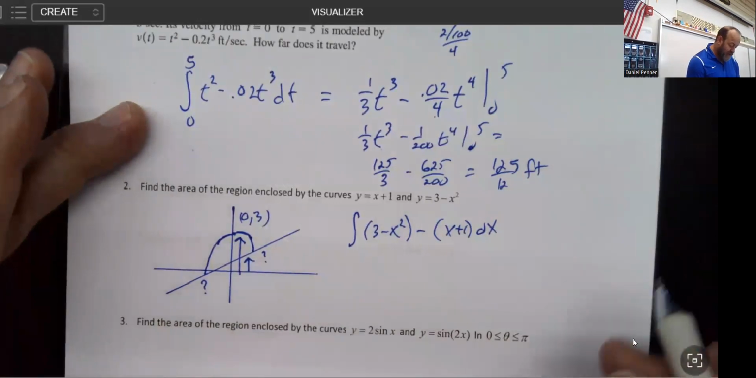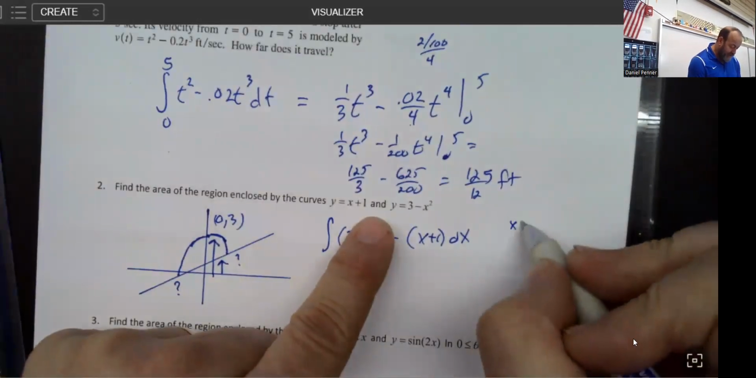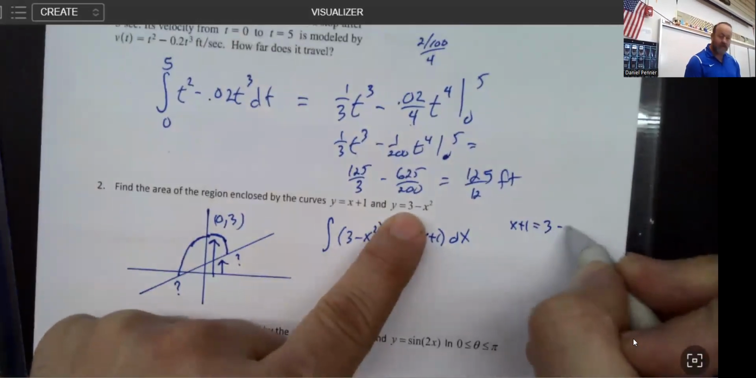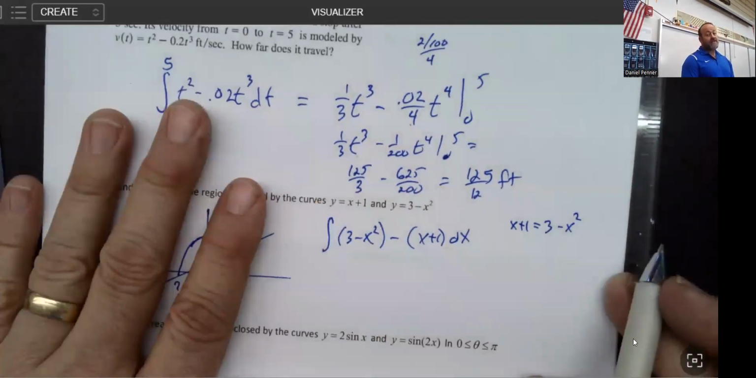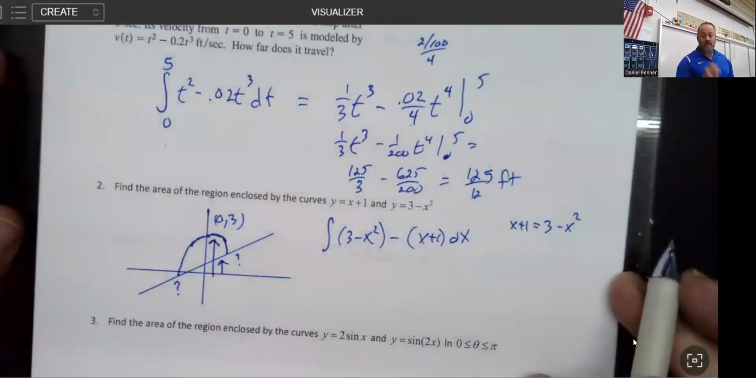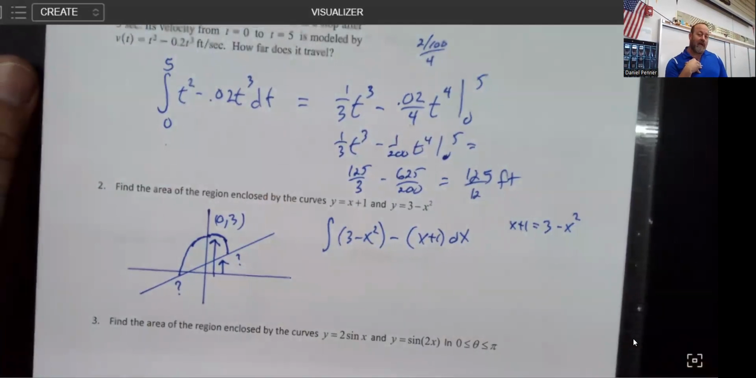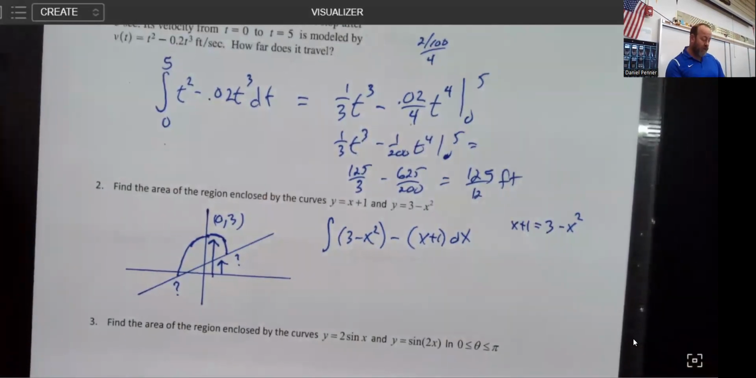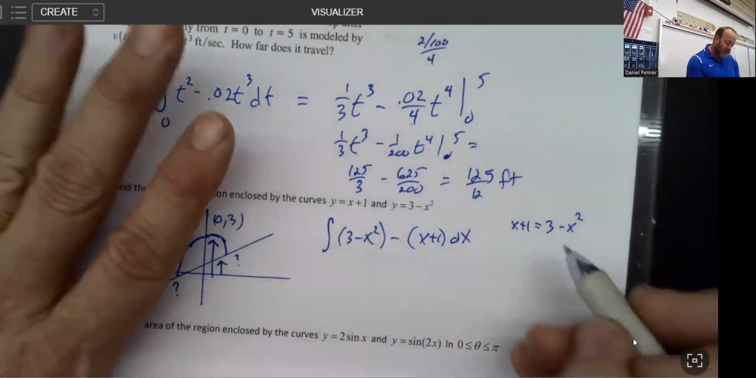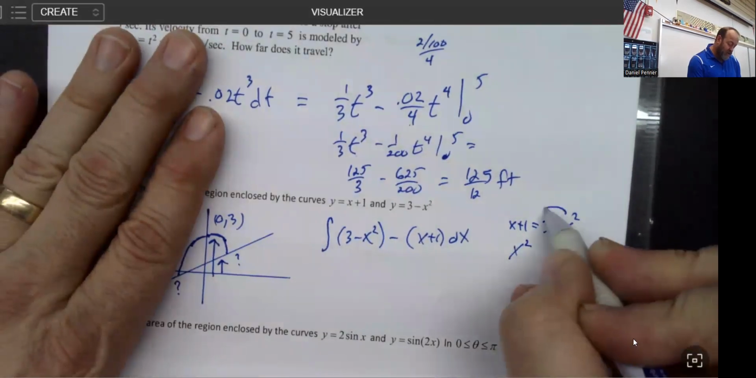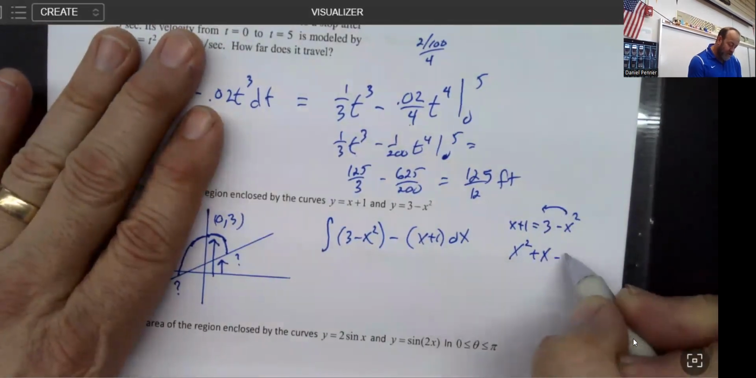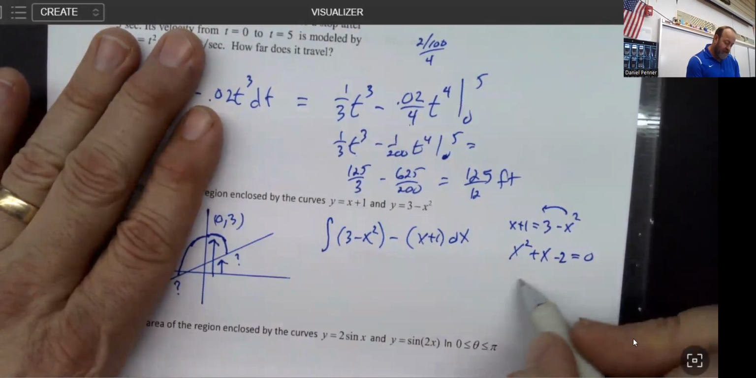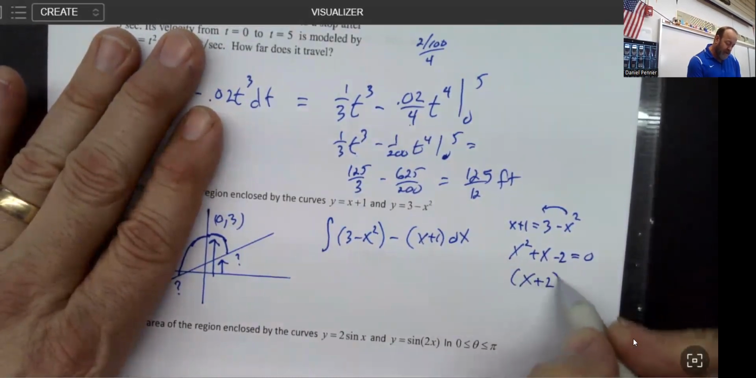So let's go ahead and take x plus 1, and let's set it equal to 3 minus x squared. This is honestly one of the reasons I sometimes refer to calculus as algebra 3 or algebra 4, because we frequently find ourselves needing to draw on some old experience from previous classes to come up with this.